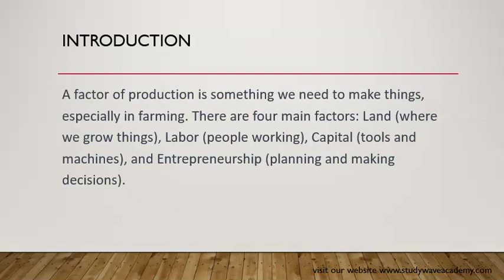A factor of production is something we need to make things, especially in farming. There are four main factors: land, where we grow things; labor, people working; capital, tools and machines; and entrepreneurship, planning and making decisions. When we are referring to factors of production, we are referring to the essential elements or resources required for the successful cultivation and production of crops and other agricultural products. So we are going to be looking at these four main factors.